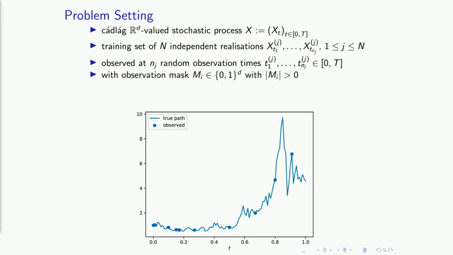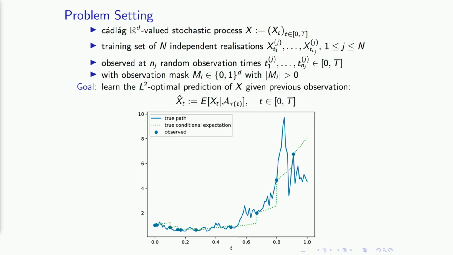And additionally, since we are in a multidimensional context, we can also have an observation mask, which tells us which of the coordinates are observed at an observation time. Here in this one-dimensional picture, this is obviously not needed. And then the goal is to learn to optimally predict given the information that we have at the current time, where optimality is meant in an L2 sense, and the solution to this problem is well known. It's just a conditional expectation.